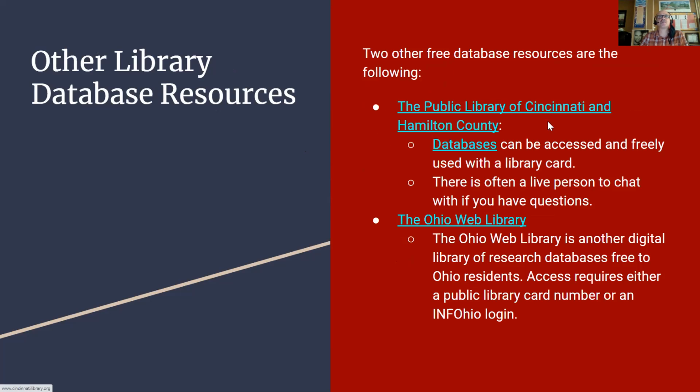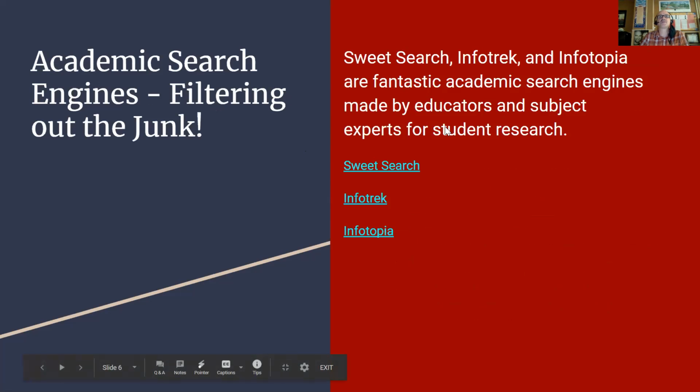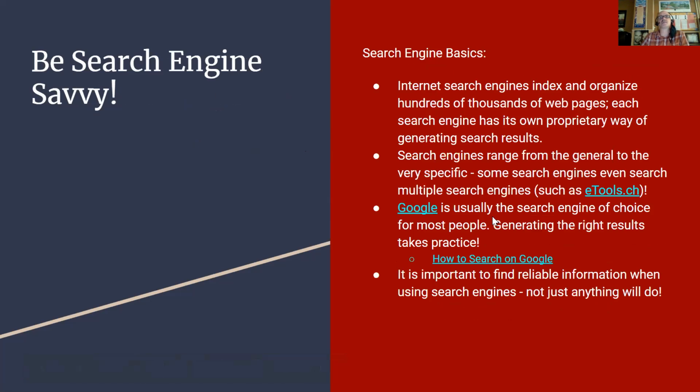Okay, more explanations of the public library, something called the Ohio Web Library, another digital research resource that's free to Ohio residents. It does require either a public library card or an Info Ohio login. Sweet Search, InfoTrack, and Infotopia are fantastic academic search engines that are made by educators and subject experts for student research. So like it says here, filtering out the junk. If you use these things, you're going to find things that are acceptable sources, right?